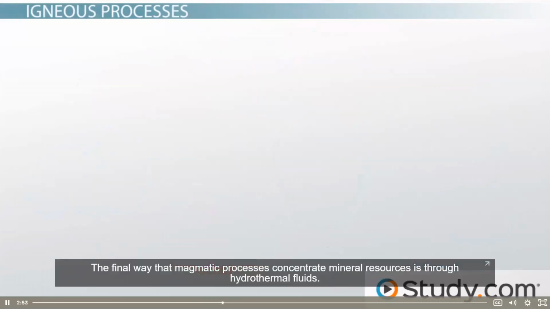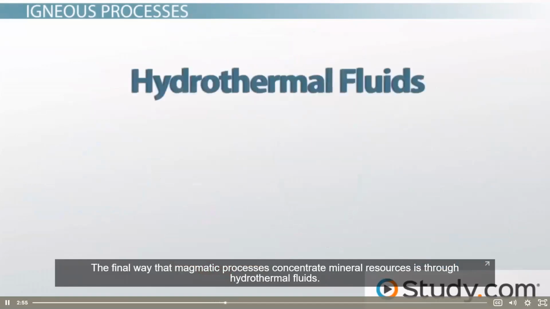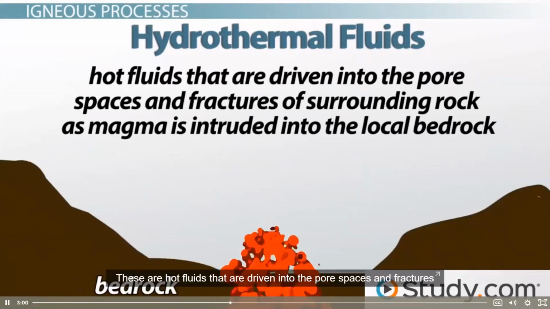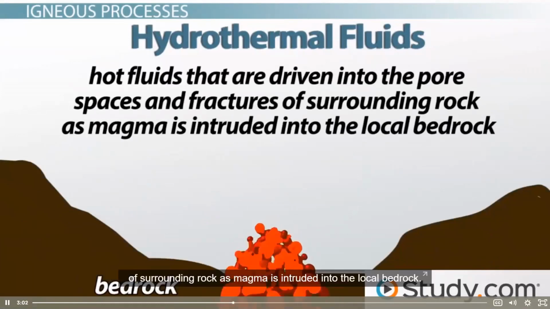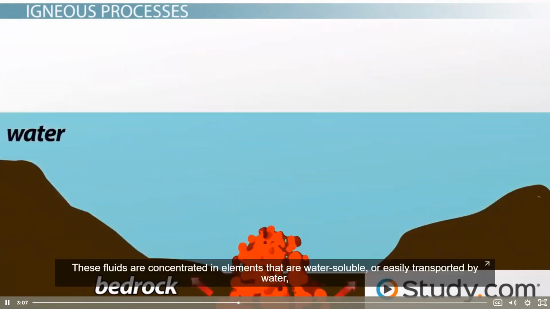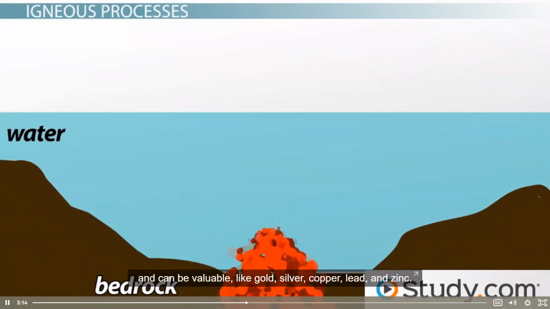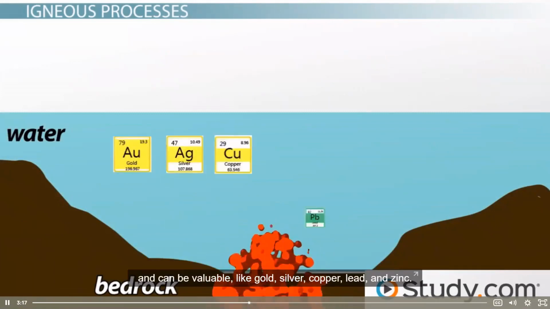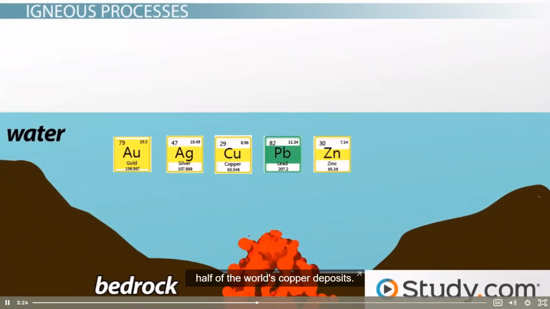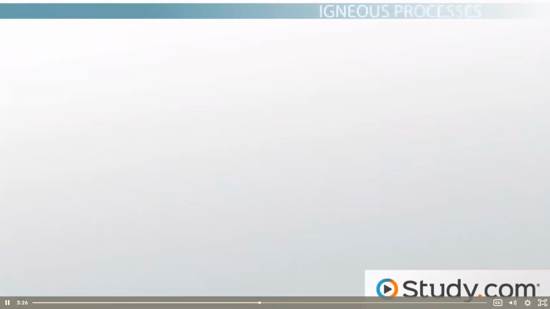The final way that magmatic processes concentrate mineral resources is through hydrothermal fluids. These are hot fluids that are driven into pore spaces and fractures of surrounding rock as magma is intruded into the local bedrock. These fluids are concentrated in elements that are water-soluble or easily transported by water and can be valuable, like gold, silver, copper, lead, and zinc. Hydrothermal fluids surrounding granitic magmas concentrated approximately half of the world's copper deposits.